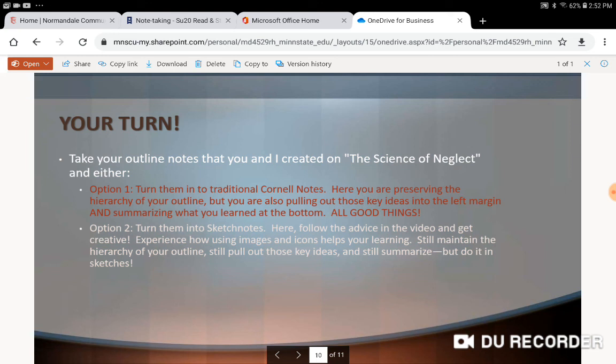I want you to take your outline notes that you and I created together. We worked together on the first part and then you finished them on your own. And I want you to pick. You can either do traditional Cornell notes, take your outline, so preserve that hierarchy of information, show me that you understand those big ideas, the major ideas with those minor supporting ideas. And then I also want you to have the nice summary at the bottom, all good things. So pull out those key ideas in the left-hand column, traditional Cornell notes.